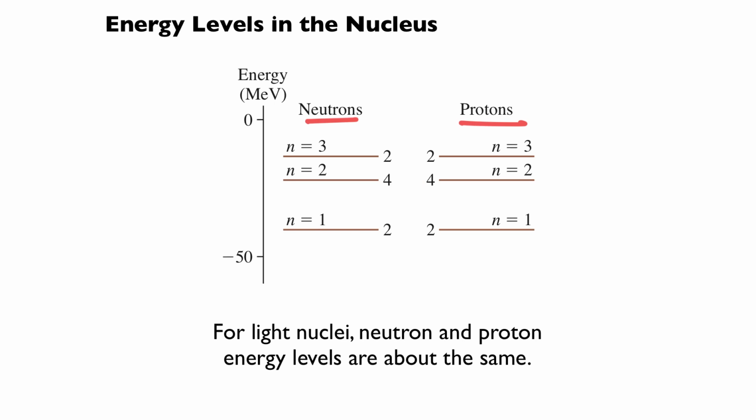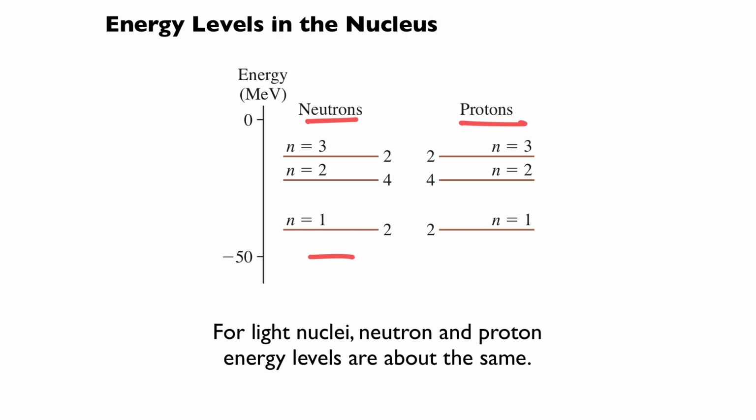It's mega electron volts, huge energies. And then if you look at the energy states for the neutrons and the protons, there are distinct states. And you can only put a certain number of particles in each one. So the first state here for the neutrons, 2. First state for the protons, 2. So if you fill them up, you have to obey that rule.